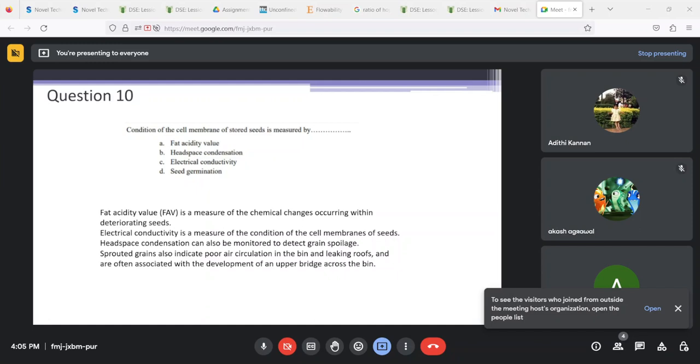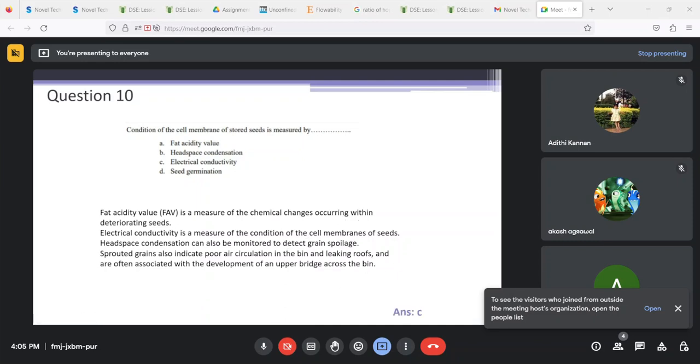So seed germination is an indication of poor air circulation in the bins and leaking roofs. If you have leaking roofs, you will have water going inside. Because of poor air circulation, it will be pretty warm inside the bin. If it has water and warmth, then the grains will start sprouting. So this is also indicative of a poor silo design.